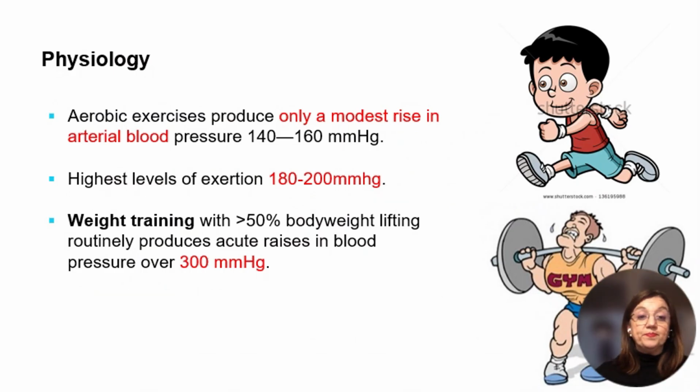What's the physiology? Aerobic exercise produces only a modest rise in arterial blood pressure, of 100 to 160 millimeters of mercury. The highest level of exertion, however, will produce a higher increase in systolic blood pressure, up to 200. We know, however, that transient acute rises in blood pressure over 300 millimeters of mercury might happen with weightlifting involving deadlifts or lifts over 50% of body weight.